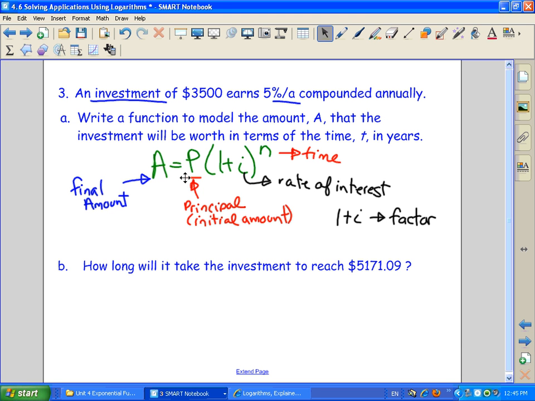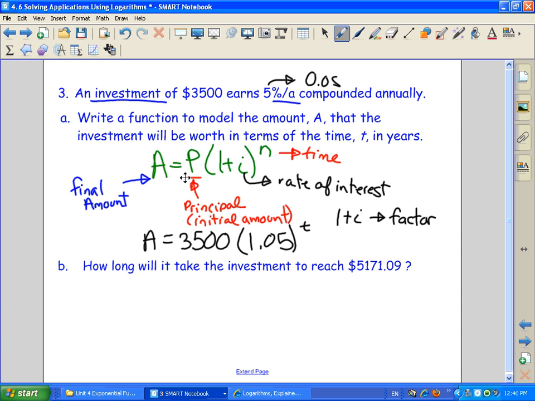So the question says, write a function to model the amount A that the investment will be worth in terms of the time t in years. So to answer this question, it's going to be A, our final amount, equals the principal, which in this case is 3,500, times our rate, so it's 5%. Remember to change your percent to a decimal, and you add 1 to it, so it's going to be 1.05, all raised to the t for time.